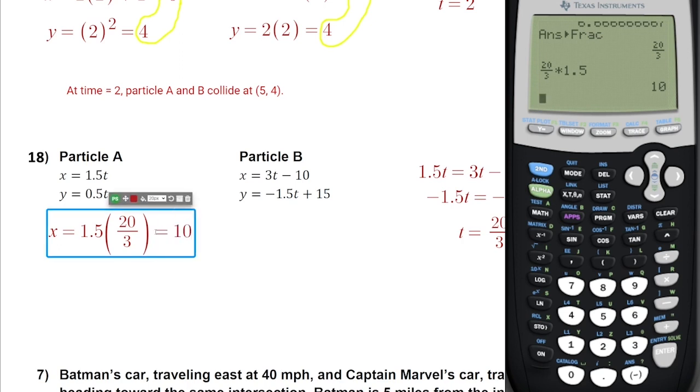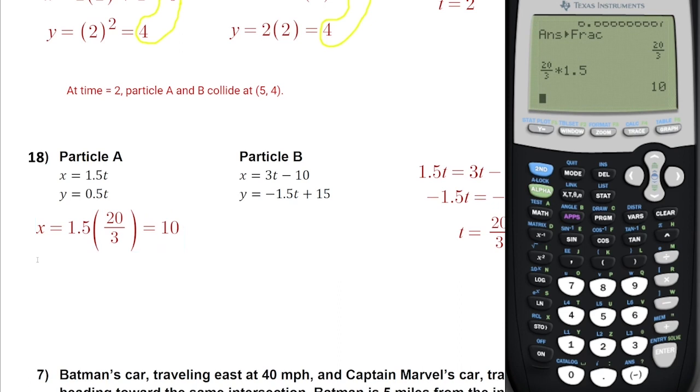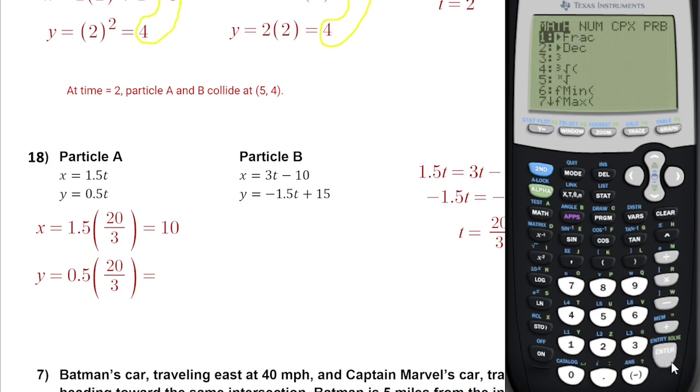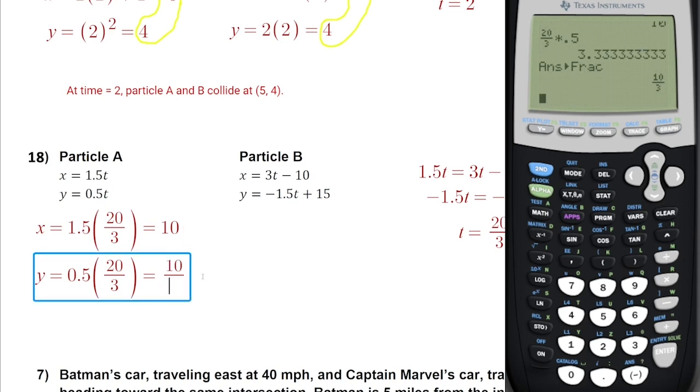So the x coordinate is going to be 10, and the y coordinate will be 0.5 times 20 thirds. Let's go back to the calculator here. We've got 20 thirds times 0.5, or 1/2, and that's going to be 10 thirds. Okay. So as long as particle B is at that same place, we have a collision. If not, then we don't have a collision, and these two particles won't run into each other.